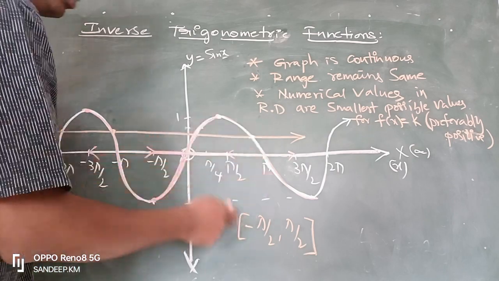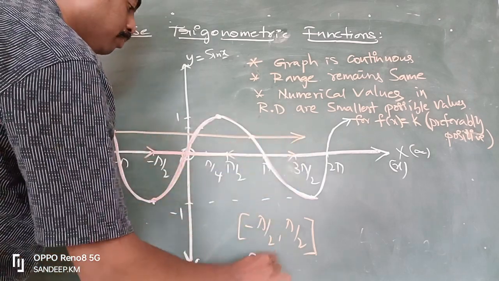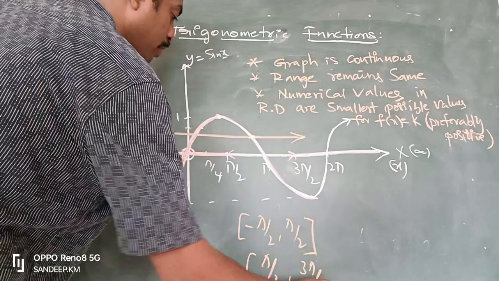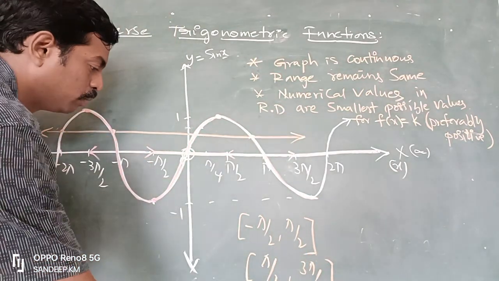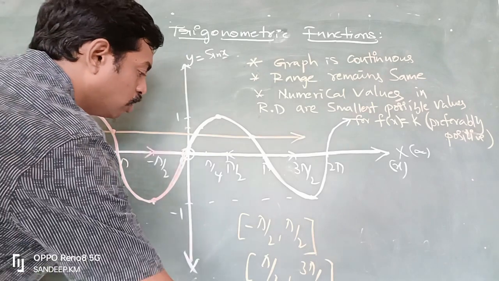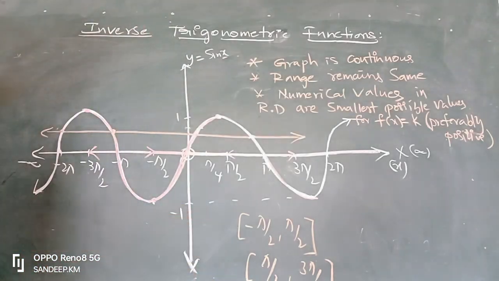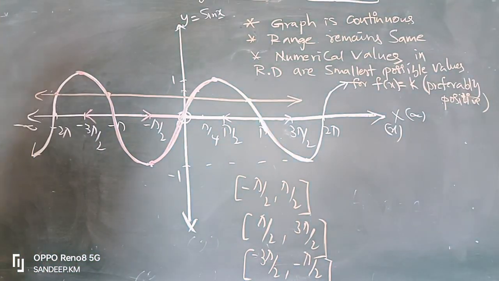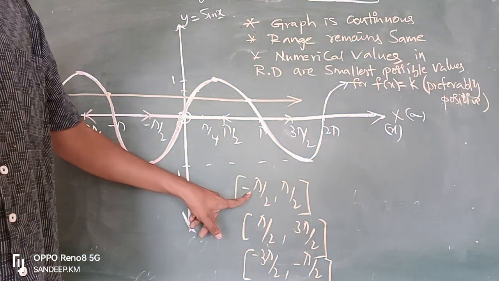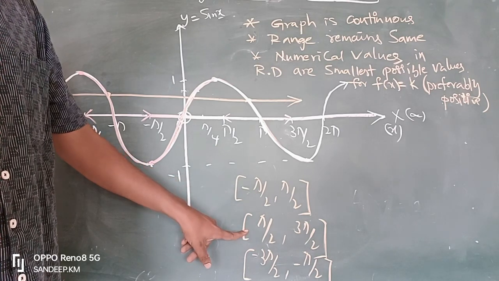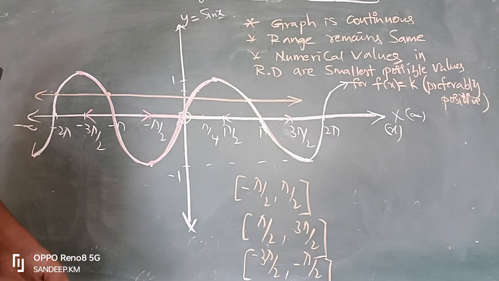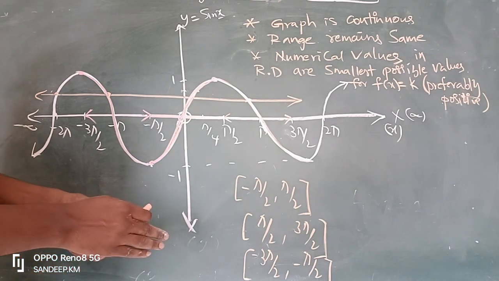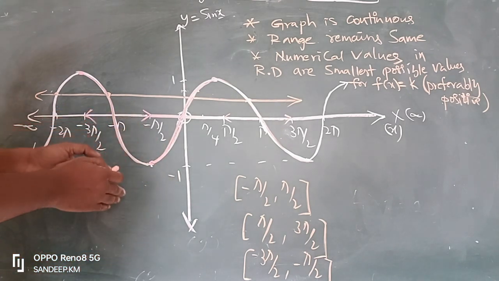Next, the second choice was from pi by 2 to 3 pi by 2. And the other choice was minus 3 pi by 2 to minus pi by 2. So like this we have infinitely many possibilities. My first choice was minus pi by 2 to pi by 2, then it was pi by 2 to 3 pi by 2, and then minus 3 pi by 2 comma minus pi by 2, and so on. Out of this, which one is eligible to become the restricted domain?